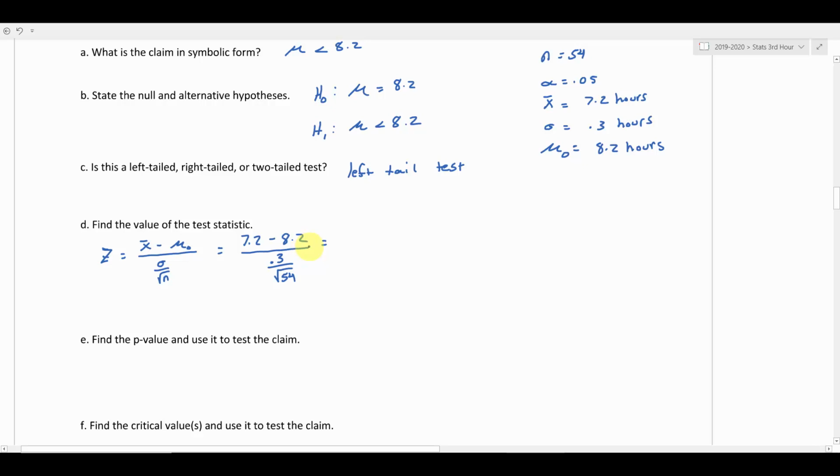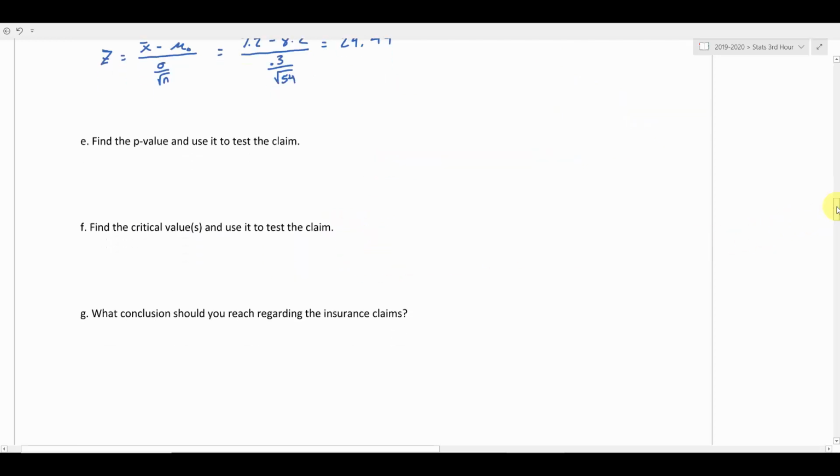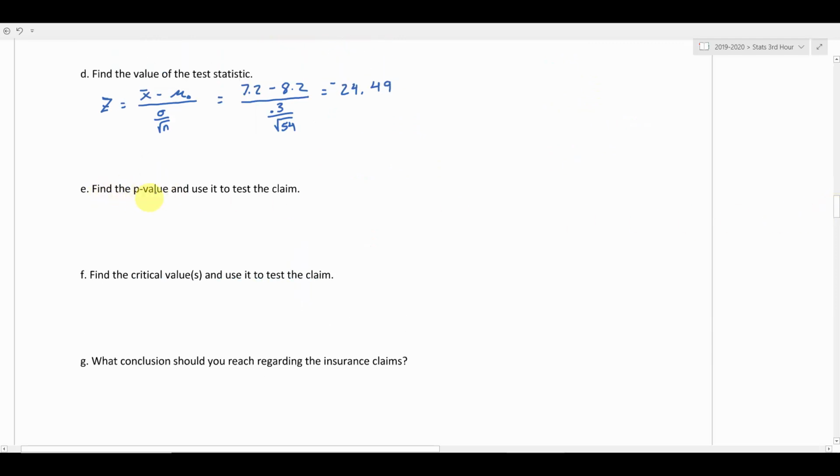So if we put this into our calculator here, we should get 24.49, and that should be negative. So 24.49 standard deviations to the left of what we expected to get. Well, I'm thinking the battery quality has definitely gone down here, because this is way below what we expected to get. So if this 8.2 were in fact true, this is where our sample ended up, and the probability of getting that far away should be pretty low. That's actually what we're going to calculate next, because that's what the p-value tells us: what is the probability of getting 24 standard deviations away from the expected value.